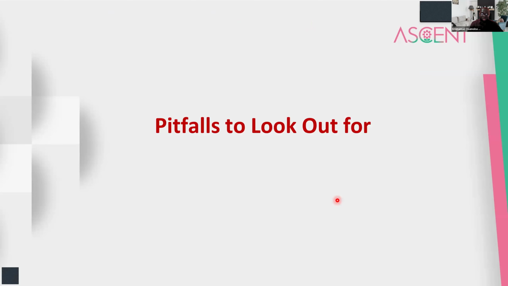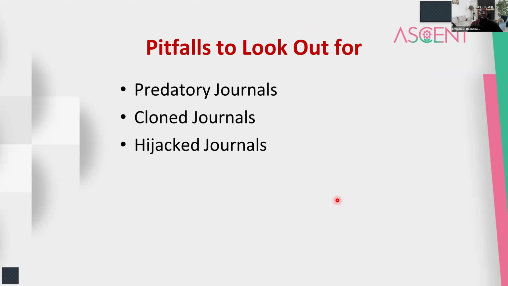So let's look at the pitfalls to look out for. The first one is what we call predatory journals. These are the ones that are just stepping on the interests of people and making money by publishing fake works. Or they themselves are already fake, then they take your good work and publish it.